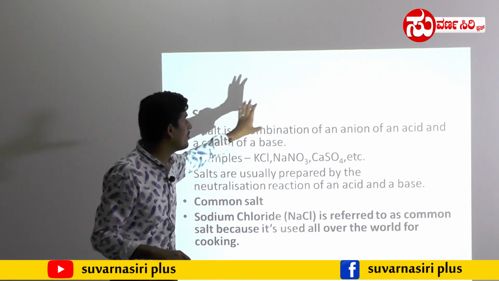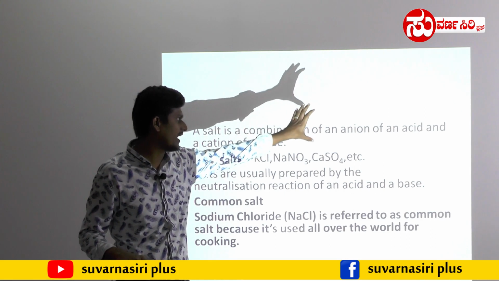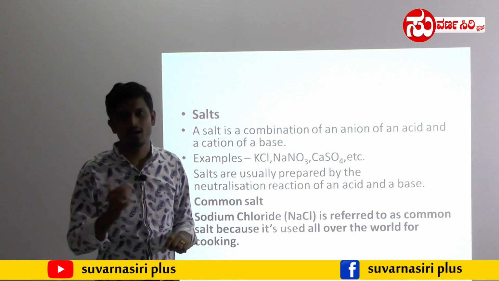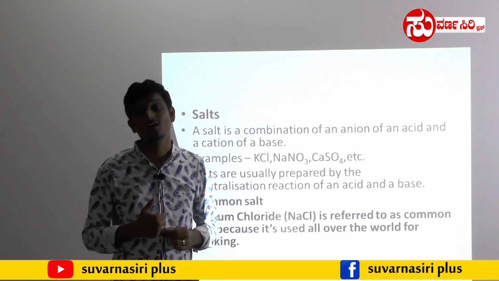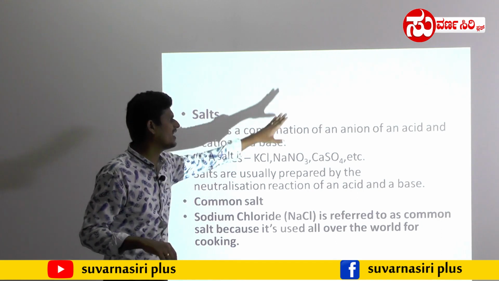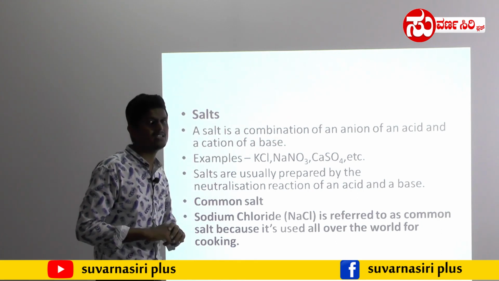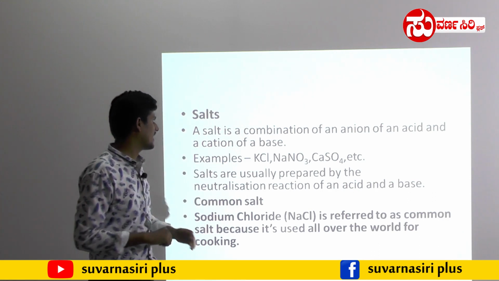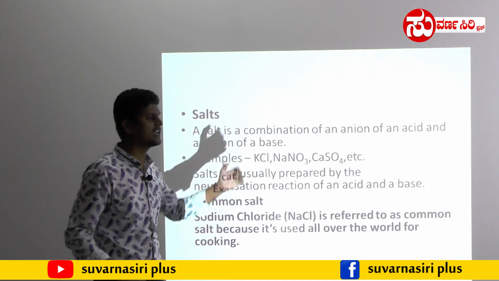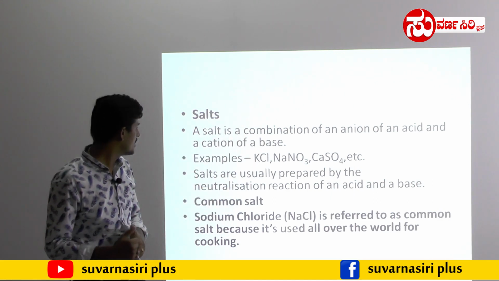So salt is a combination of the anion of an acid and the cation of a base. Na plus is a metal. Cl minus is negative, a non-metal. Here the combination of the anion of an acid and the cation of a base is called salt. For example, potassium chloride, sodium nitrate NaNO3 and CaSO4 are the best examples of salt.